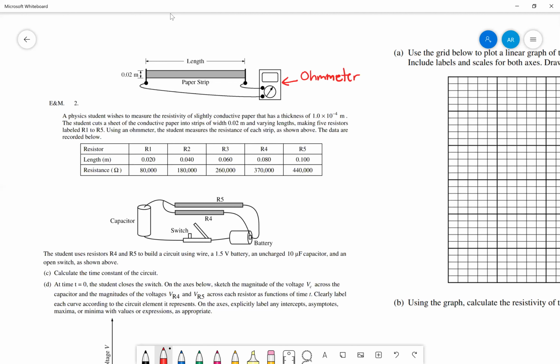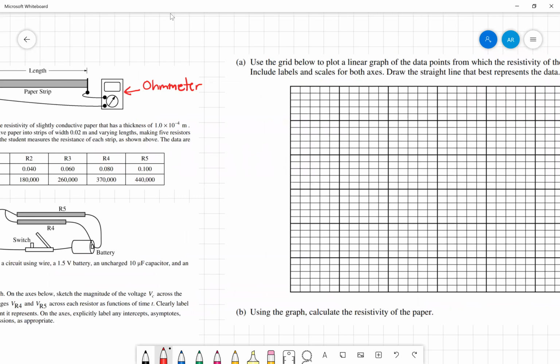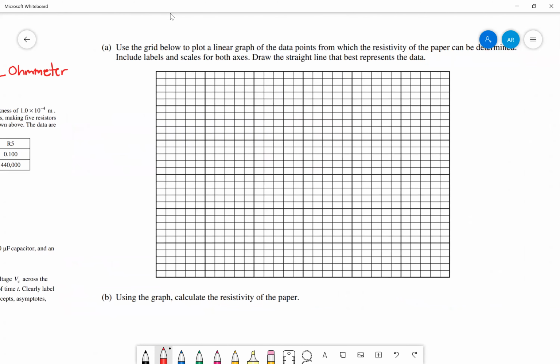So for each of the 5 strips that the student has created using the same material, the student has measured the resistance of each strip. And the data is given below, the data recorded below. So we're given this data table: the resistors R1, R2, R3, R4, R5, each with its length and its resistance. Let's go to part A, which I've enlarged over here just so it'll be easier for us to graph.